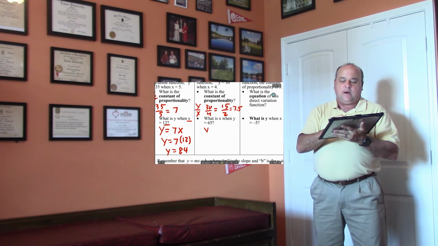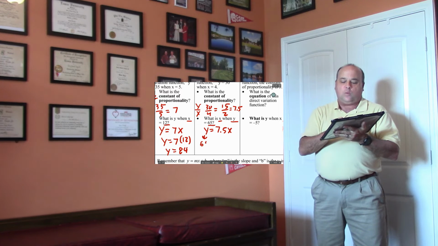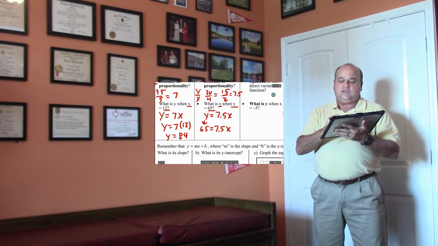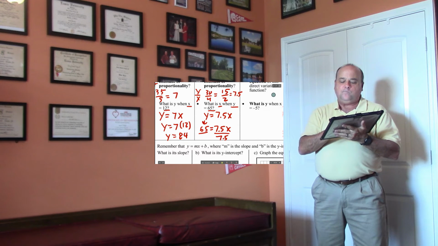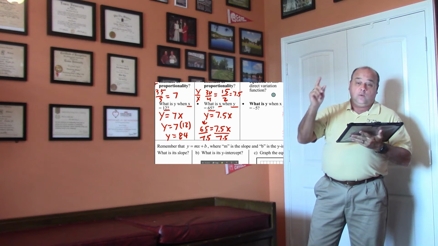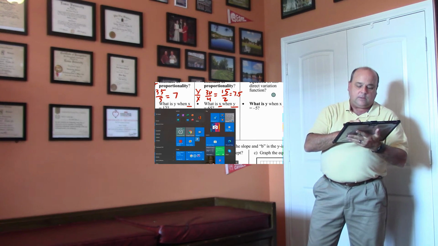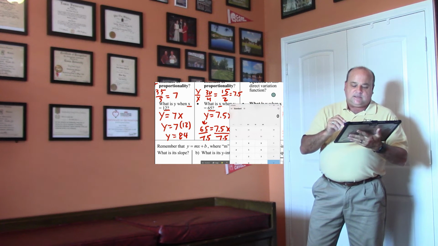Now then, let's go down. Write down y equals 7.5x. And now we know y is 65. We want to find x. So we're going to replace y with 65, aren't we? Now then, we're going to divide both sides by 7.5. And I do not know what that's going to equal. I've got to pull up a calculator. Let me do that real quick. The calculator, 65 divided by 7.5.